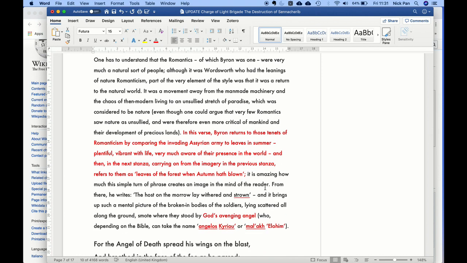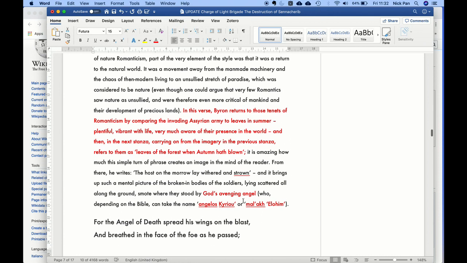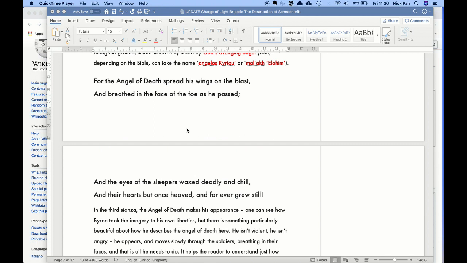However, "the leaves of the forest when autumn hath blown" comes all too quickly, and it is amazing how this simple turn of phrase creates an image in the mind of the reader. From there he writes, "the host on the morrow lay withered and strown," and it brings up a mental picture of the broken bodies of the soldiers lying scattered all around like leaves, smote where they stood by God's avenging angel.